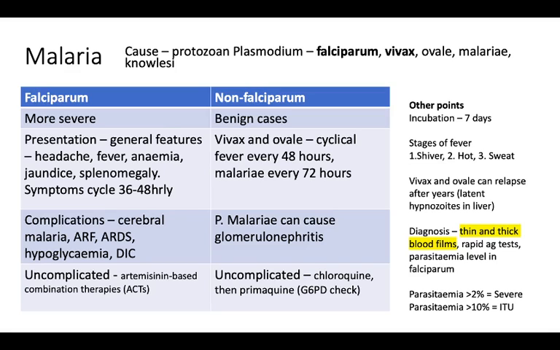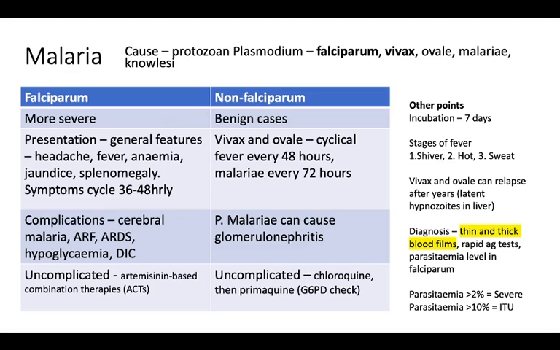So this table compares falciparum malaria to non-falciparum. So the reason they divide it into this is because falciparum malaria causes a lot of the malaria cases, and also causes the more severe cases as well. So they group the other ones into non-falciparum.